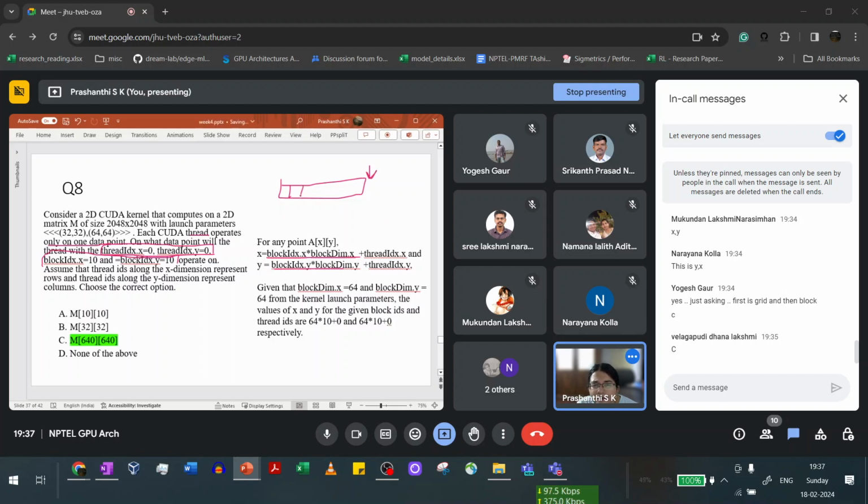So again, remember that each of these would process this many elements, right? Because why is that? Because you have this many threads per block, 64 into 64. So now you have 10 such blocks, meaning that when you get to the end of these previous 10 blocks, you would have processed 640 in both dimensions. So you're being asked about that very first element. So this would be your answer.